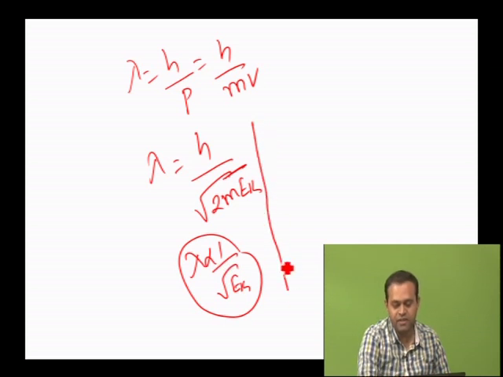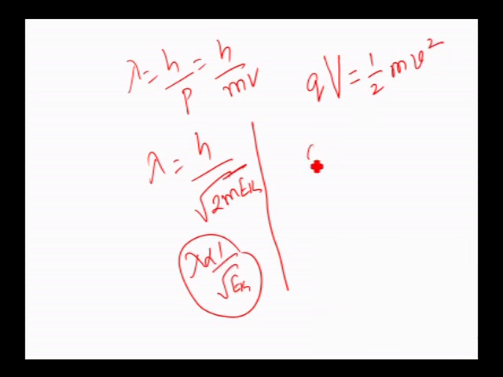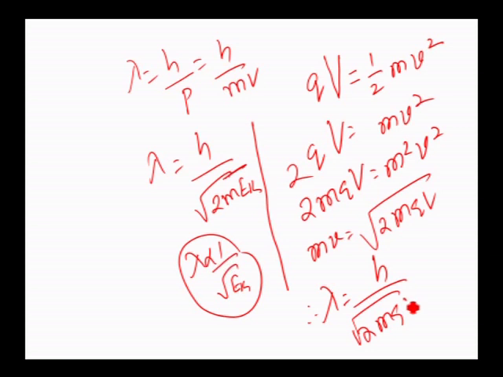Again, one more expression is there, that is in terms of potential difference. Whenever a charged particle q is accelerated through a potential difference V, then we can write qV is equal to half into m into v square. Then 2qV is equal to m into v square. Then 2mqV is equal to m square v square. Then we can write mv is equal to root of 2mqV. Therefore, the expression for lambda will be h by root of 2mqV, which is the expression for de Broglie wavelength in terms of potential difference. Again, the value of de Broglie wavelength is inversely proportional to the root of potential difference.